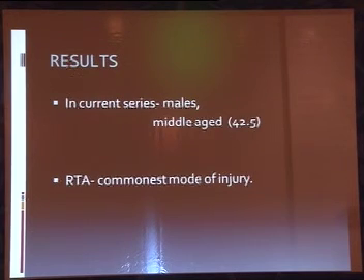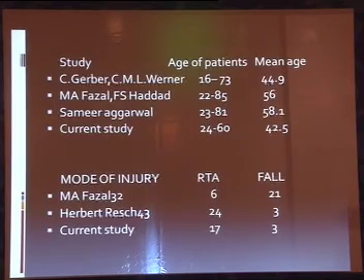In the current series, males were the majority of patients and middle aged, with 42 years as the average. RTA was the most common mode of injury. When compared with other studies, Glover et al. had a mean age of 44, and our study was comparable with that, and RTA was the most common cause, which was compatible with Herbert.